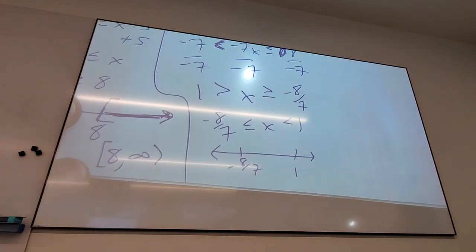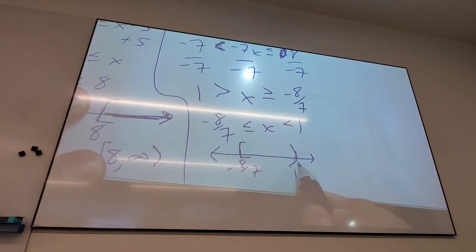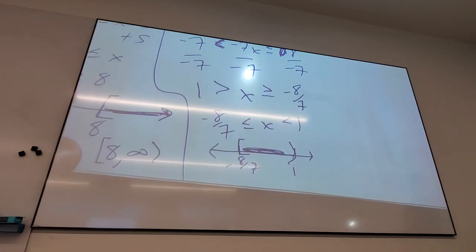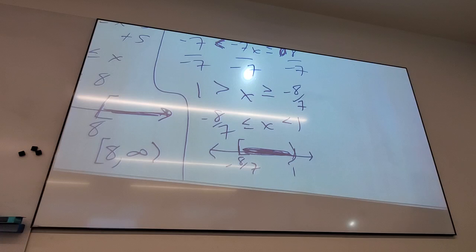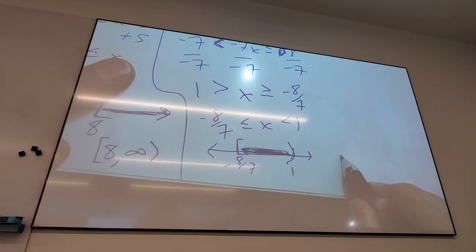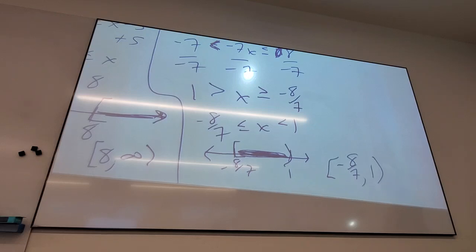What symbol goes on the negative 8/7? Bracket. What symbol goes on the 1? Parenthesis, and then I just fill the middle so that's like a sandwich with some jelly in there. Aha! And the really funny thing about these kind of problems is the interval notation is staring you in the face, right? It'll be bracket, negative 8/7, up to 1 parenthesis. That's why we don't do the open circle and the closed circle anymore, so it just flows right into interval notation.